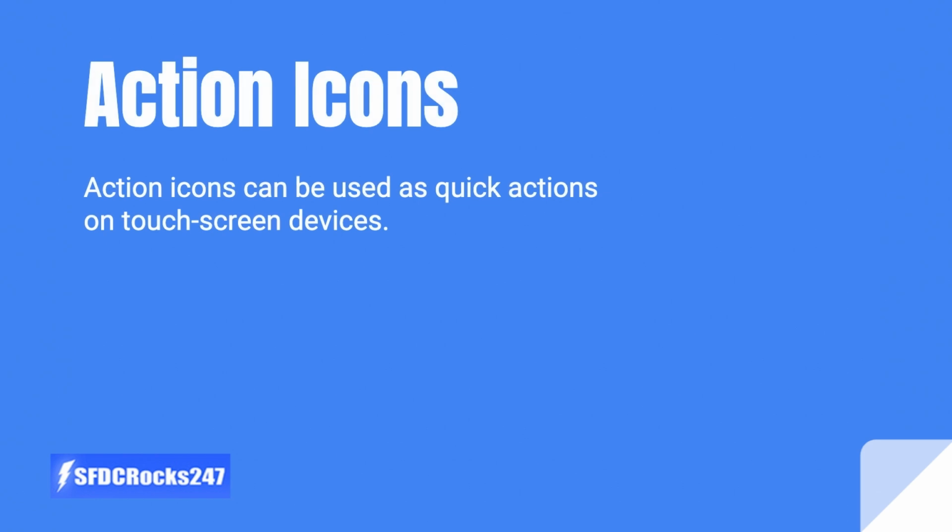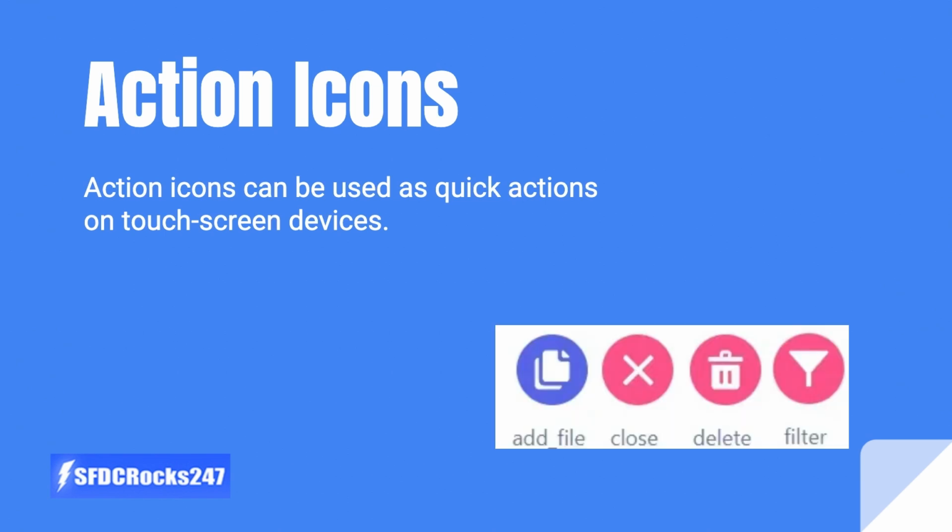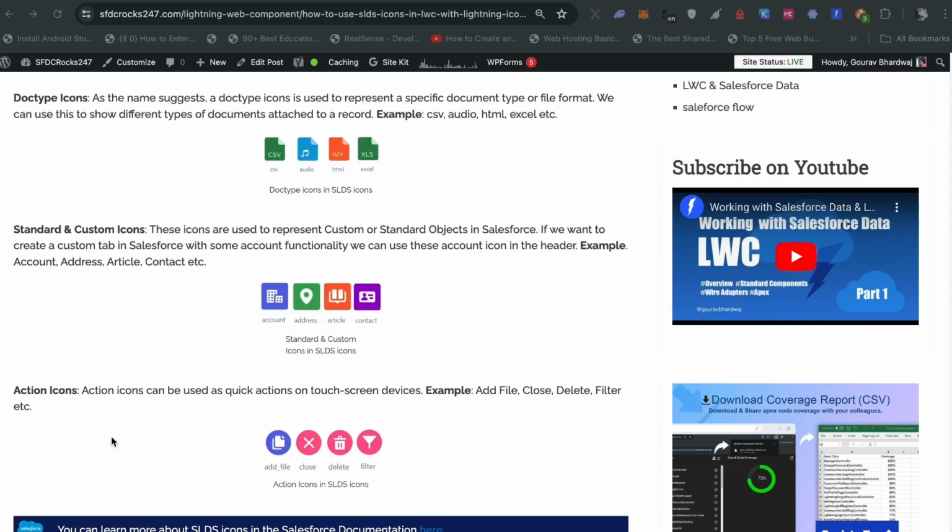Action items are almost similar to the utility icons, but they have some basic differences. As you can see, they have some colors and they have different utilities based on the different devices and the actions that you want to perform in your component. So this is just a basic overview of different types of icons in SLDS. Next, we are going to dive deep into how to search for these icons and how we are going to implement these icons in our LWC component.